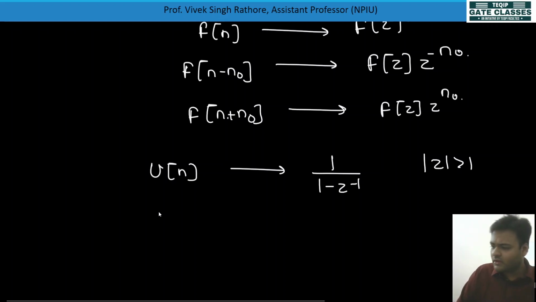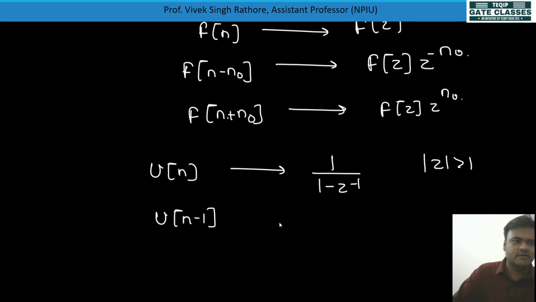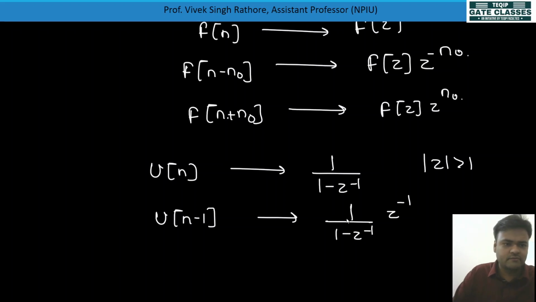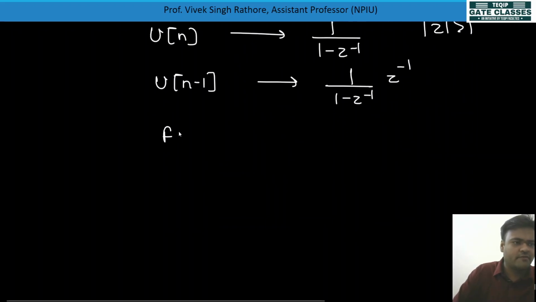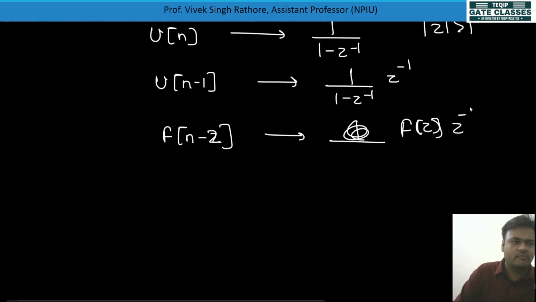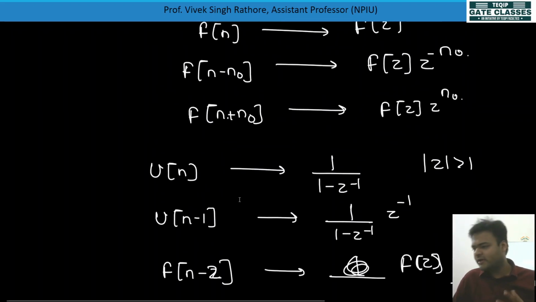If you take u of n minus 1, what will you get? 1 by 1 minus z inverse, and z to the power minus 1 will be there, because here it is minus 1. Like this it can happen. If f of n minus 2 is there, its z transform will be F of z times z to the power minus 2. Like this the time shifting property occurs, and this property will be helpful when we see transfer functions also.